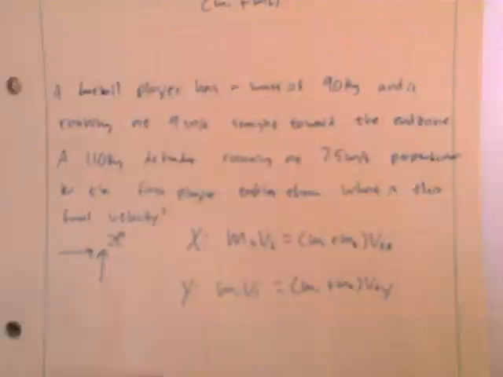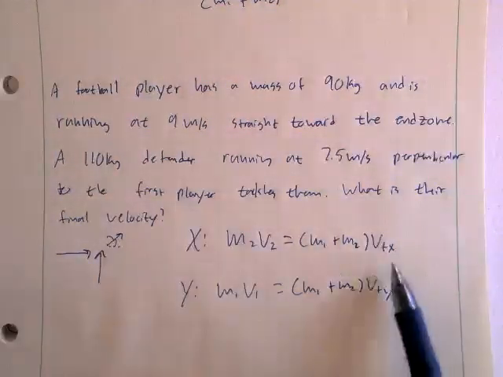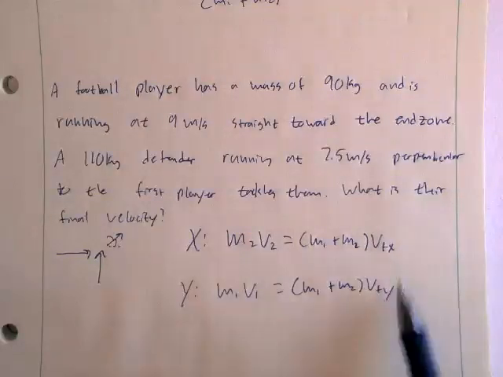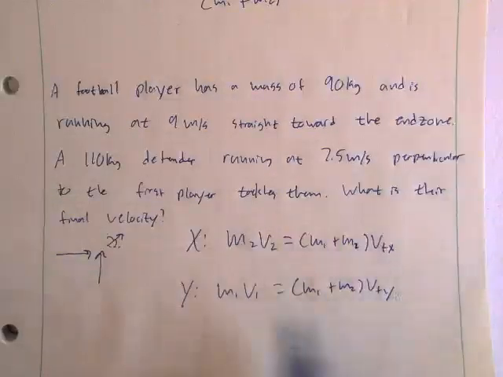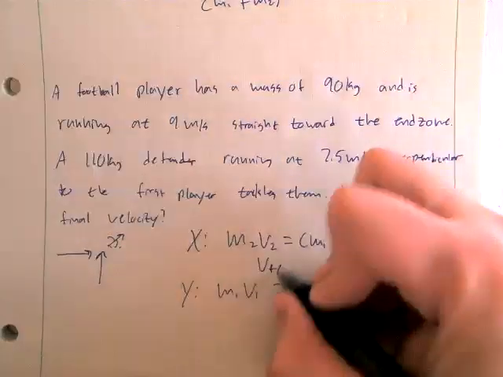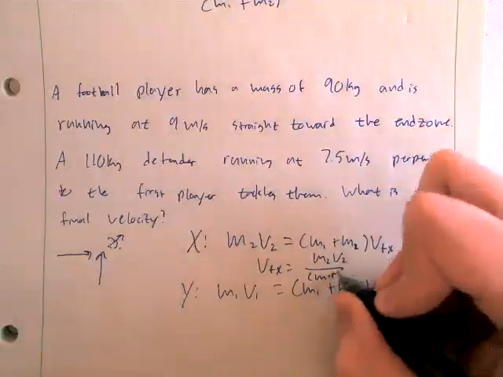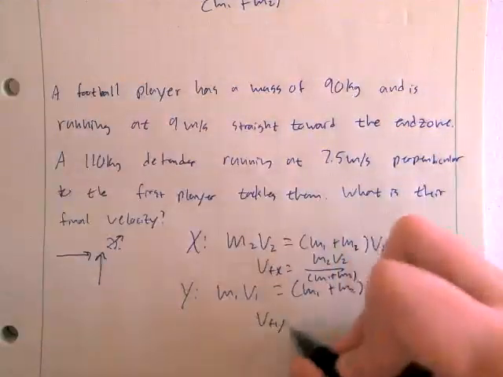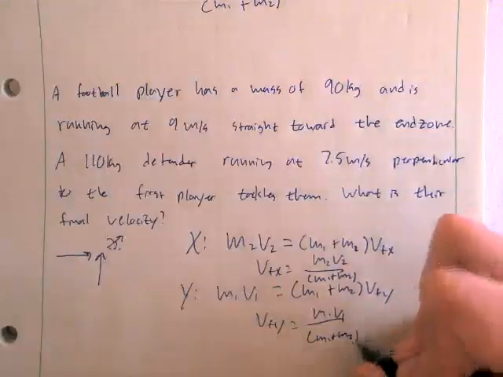So now with this, we should have enough information. Hold on a second. Let me see if I can focus this a little bit better. Okay, that might be a little bit easier to read. So in this case, we can solve for each of these individually, right? We have everything we want to know here, except for this v final in x. We have everything that we want to know here, except for this v final in the y. So v final x is equal to m2 v2 over m1 plus m2. V final in the y equals m1 v1 over m1 plus m2.